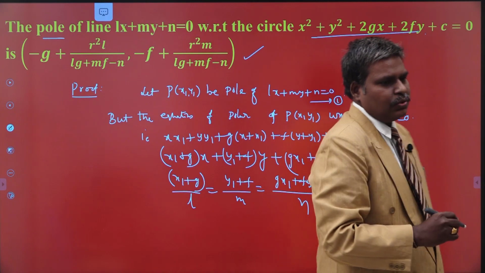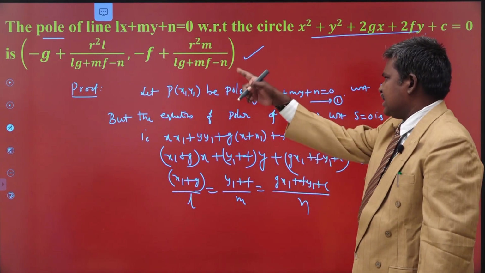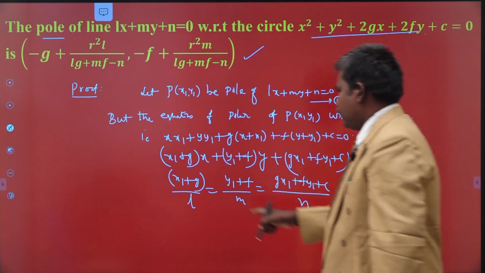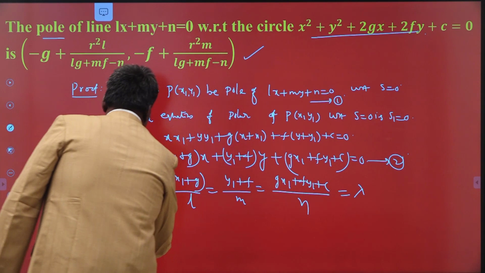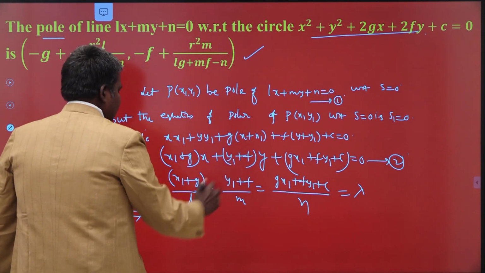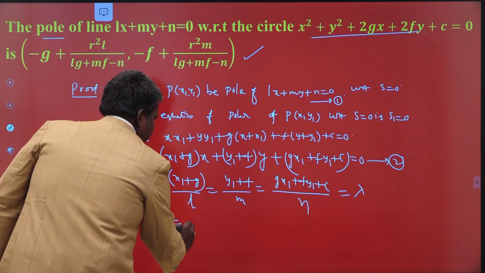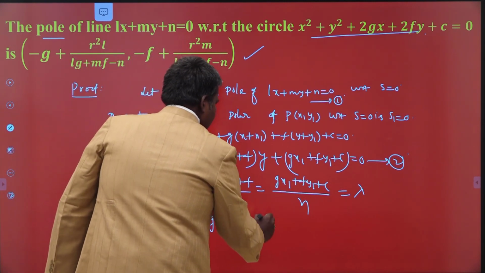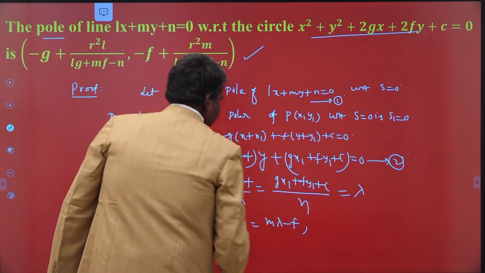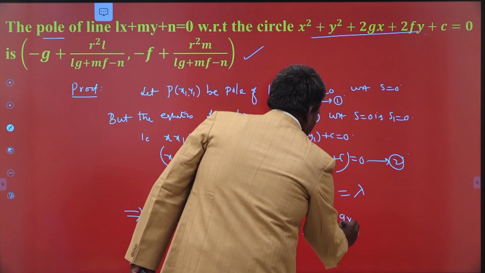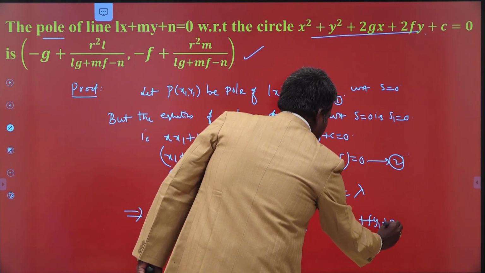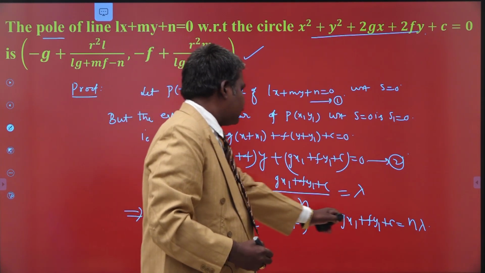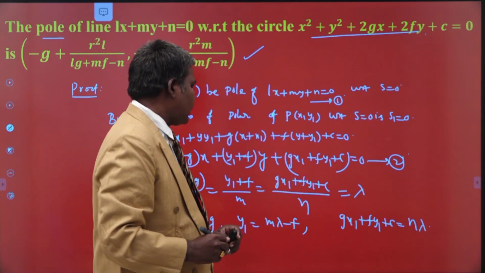From this relation we have to obtain the coordinates x1, y1. So let it be, say, lambda. Equate that to lambda. (x1 plus g) by L is equal to lambda. What is my x1? x1 is equal to L lambda minus g. What is my y1? y1 is equal to M lambda minus f. Again we have (gx1 plus fy1 plus c) is equal to N lambda. Substitute x1, y1 values here itself, we can obtain the value of lambda.